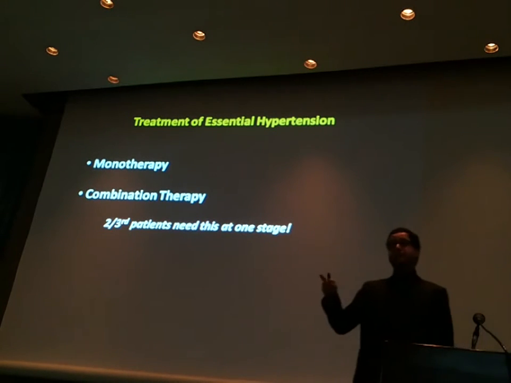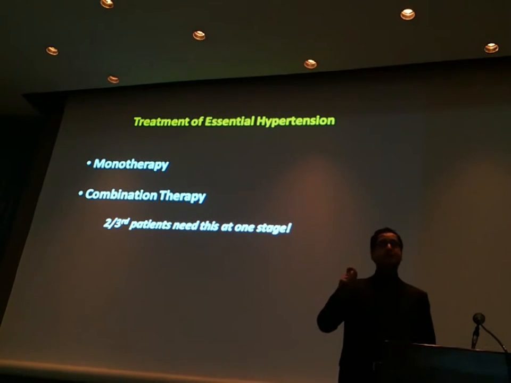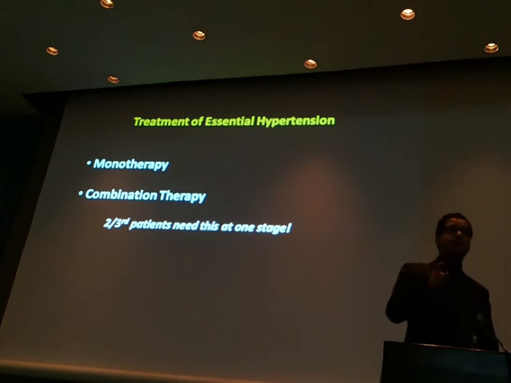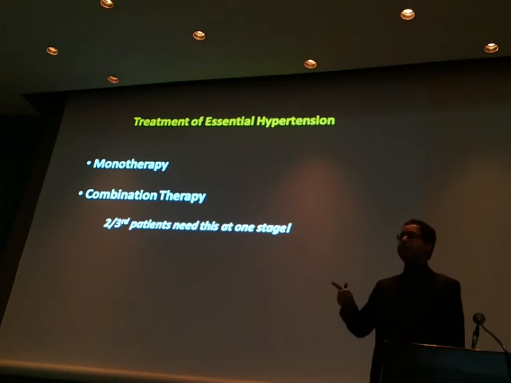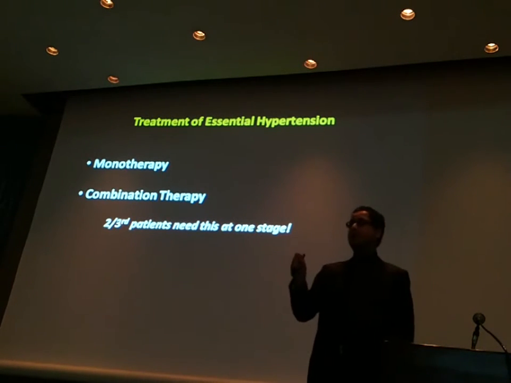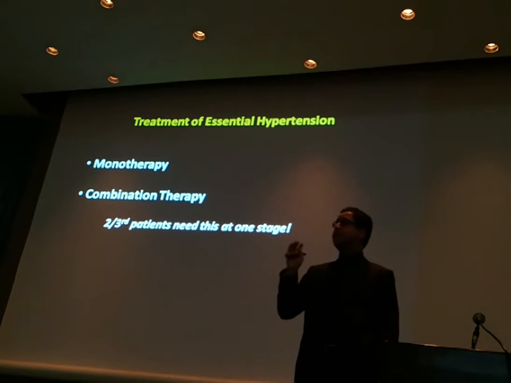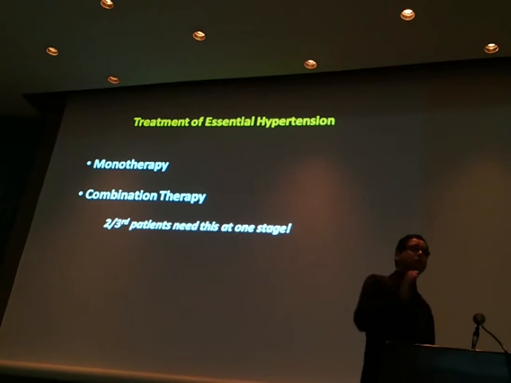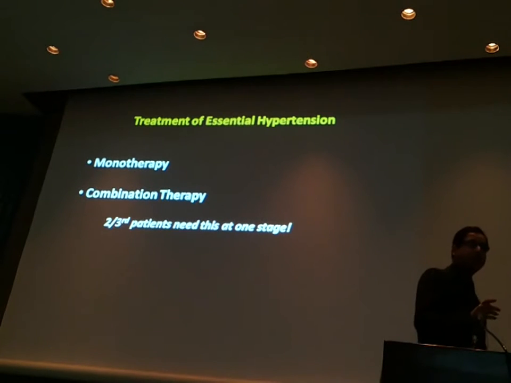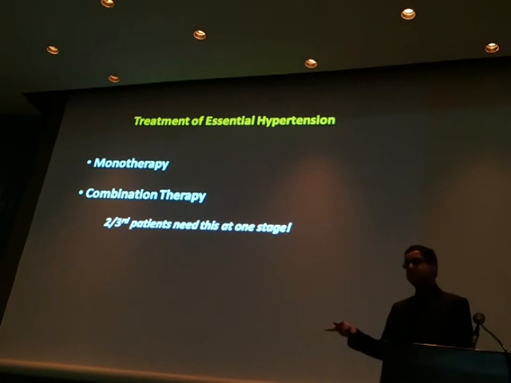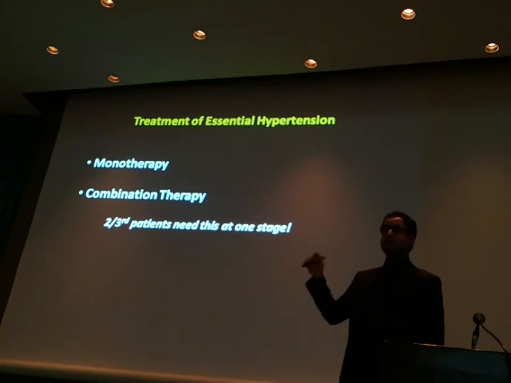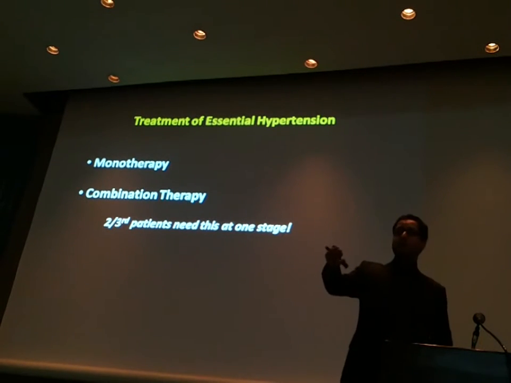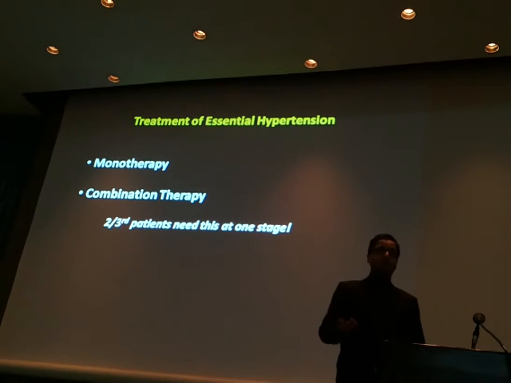For stage one hypertension, the current guidelines and recommendations, and I'm going to ask these questions in the exam, okay? I'm not going to ask easy and straightforward questions. If it's stage one hypertension, then the major guidelines are to use lifestyle modification and start with a monotherapy. Once you get to stage two hypertension, then the recommendation is to use combination therapy, which is double or triple antihypertensive drugs.